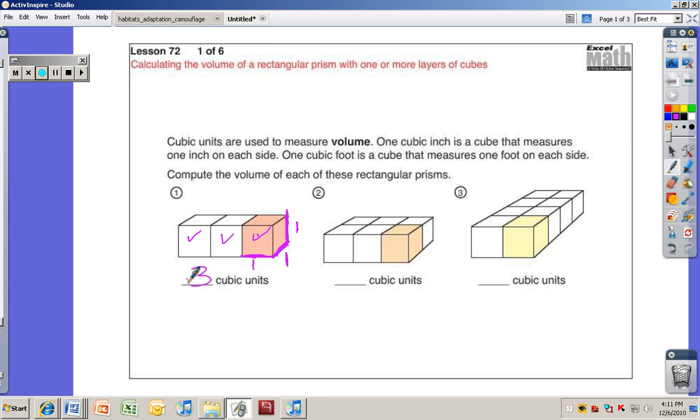Go ahead and answer numbers 2 and 3. Pause the video until you're ready to see the solution. Okay, number 2, we've got 1, 2, 3, and then there's 3 in the back. That makes 6 cubic units. Here we've got 2, 4, 6, 8 cubes that make up that shape, so it's 8 cubic units.